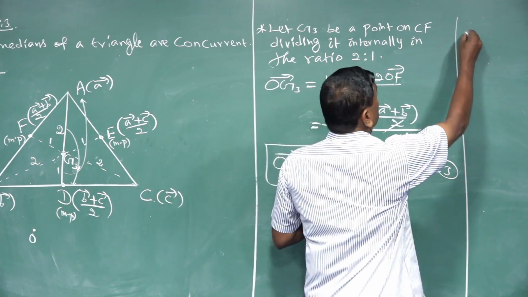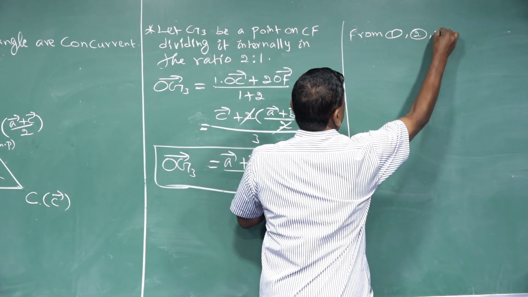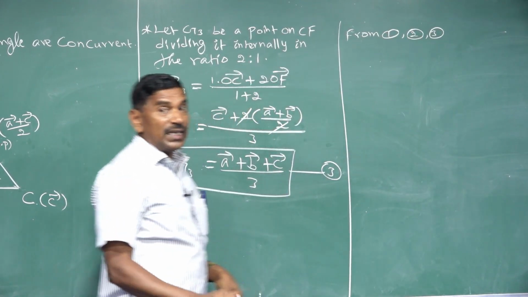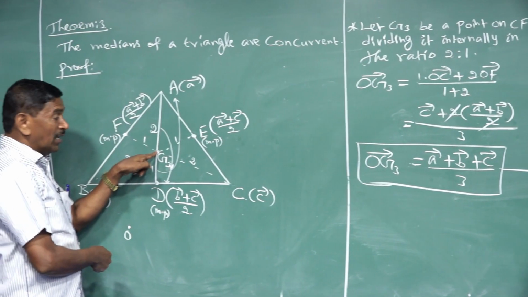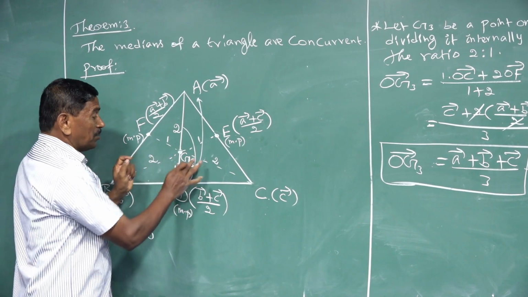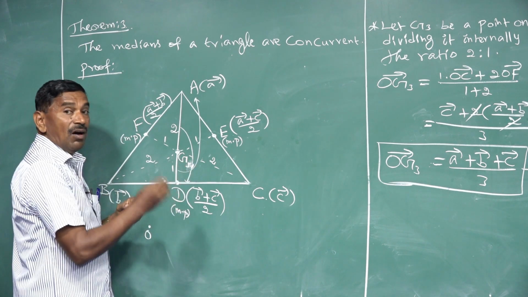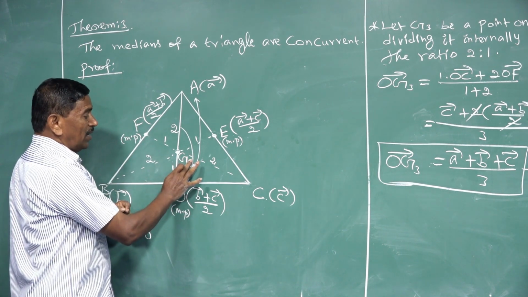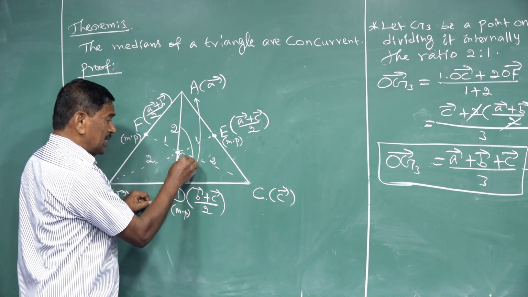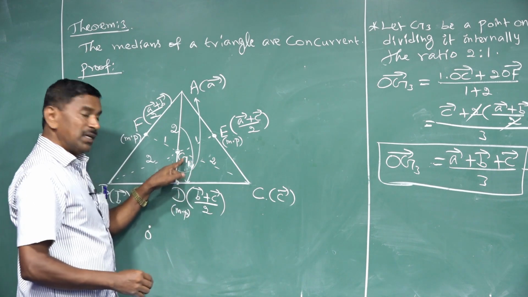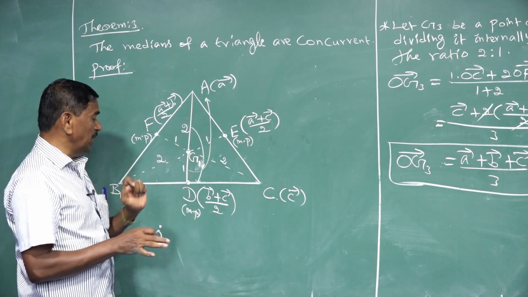So, from 1, 2, 3, it is clear that the position vectors of the points G1, G2, G3 are one and the same. And let the common point be G. So that is why let it be G. First, initially, we wrote G1, and here G1, G2, G3 are not different. They are one and the same. So that is the meaning.